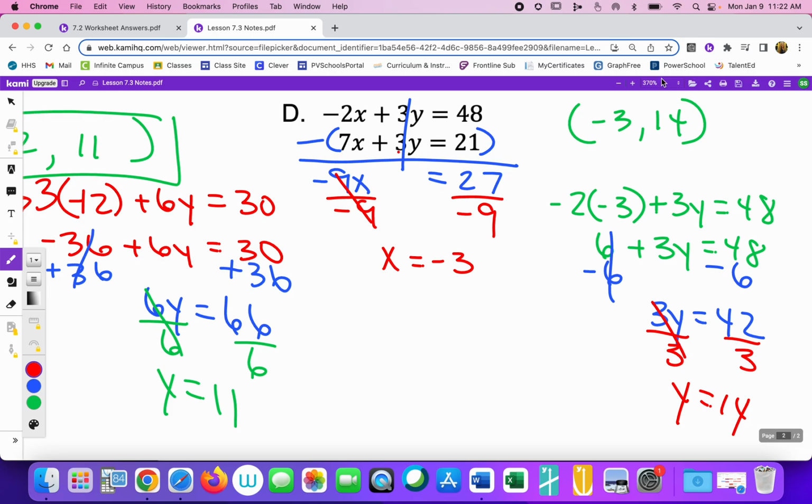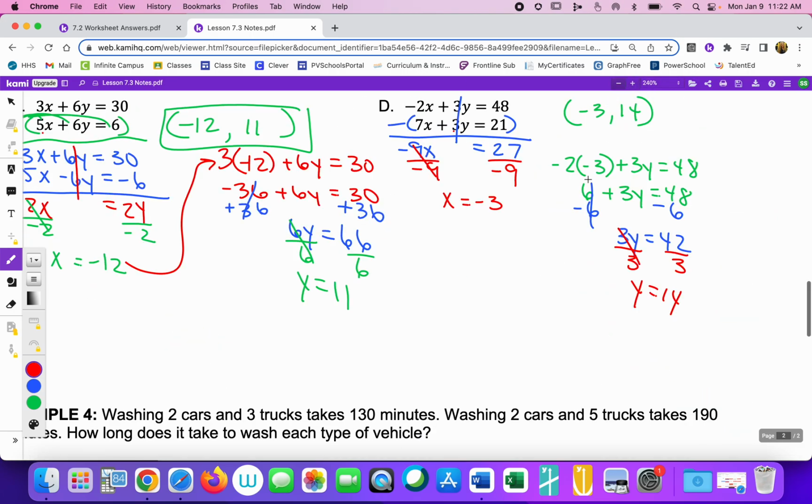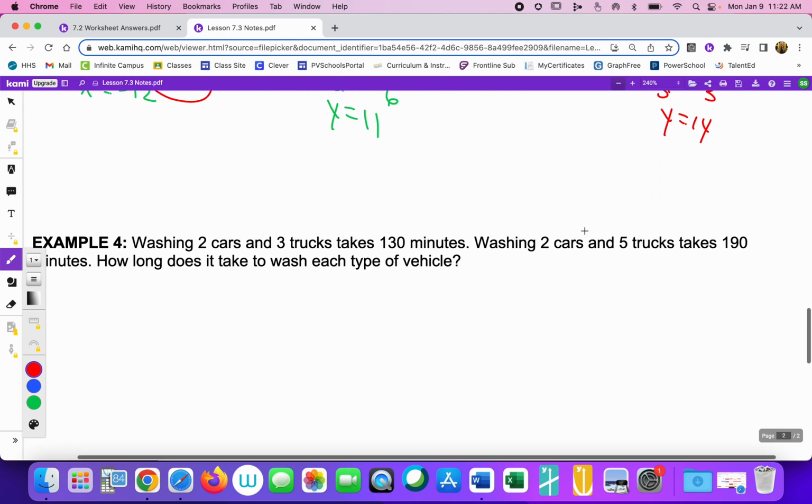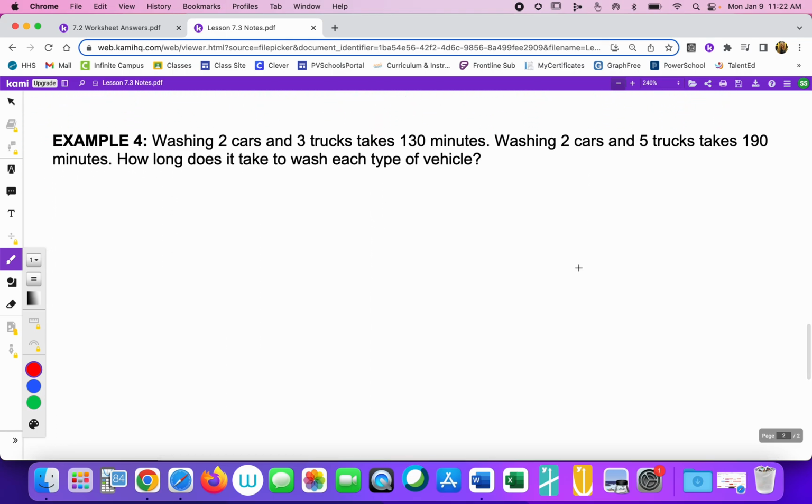All right. Word problem, and then we're done for the day. Washing 2 cars and 3 trucks takes 130 minutes. Washing 2 cars and 5 trucks takes 190 minutes. How long does it take to wash each type of vehicle? Okay. Now define your variables. How long to wash a car? Because it tells you how many cars and how many trucks. It's just how long per each one.